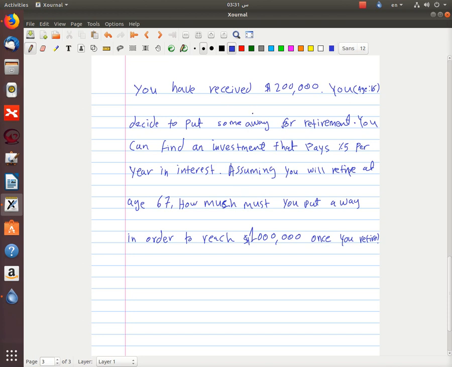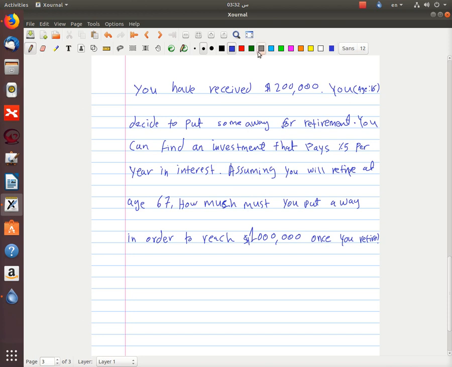So you have received 200,000. You, at the age of 16, decide to put some money away for retirement. You can find an investment that pays you 5% per year in interest. Assuming you will retire at age 67, how much must you put away in order to reach $1 million when you retire? Okay, now let's take it in chunks.